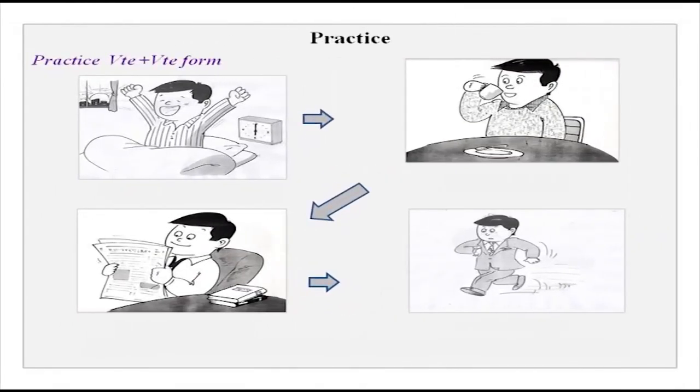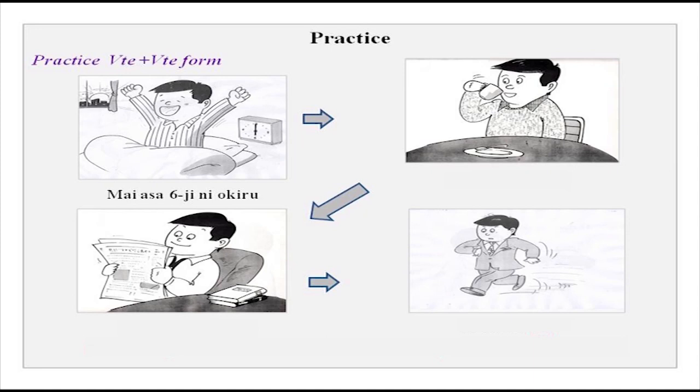Now, I want you to do this on your own. There are these 4 pictures you can see. Tanaka-san gets up in the morning. Kocha o nomimasu, he is reading a paper and then rushing to office. So, let us see what it is. Will you try, all of you? What is it? Mai asa 6 ji ni okiru is the verb.